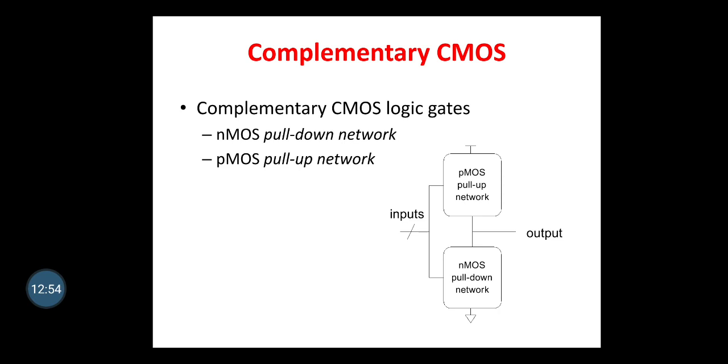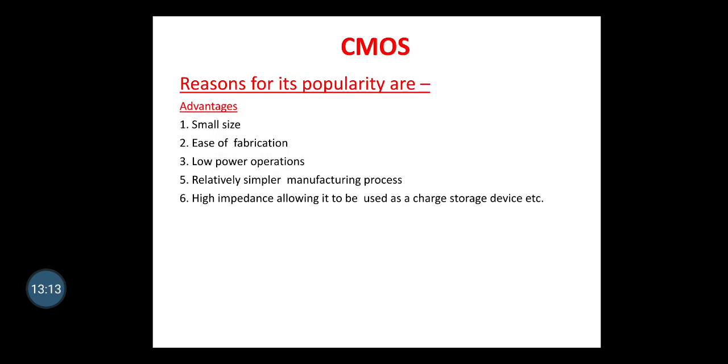block diagram. So complementary CMOS actually has an N type MOSFET and a P type MOSFET. So it is a combination of both. So here you can see, PMOS and NMOS together form your complementary CMOS. Now why is CMOS used popularly? Its advantages are small size, ease of fabrication, low power operation and a relatively simpler manufacturing process, and high impedance allowing it to be used as a charge storage device, etc.